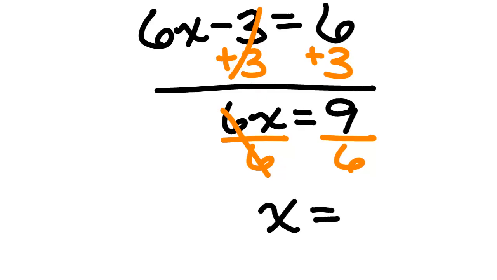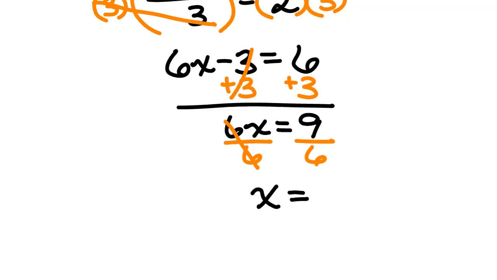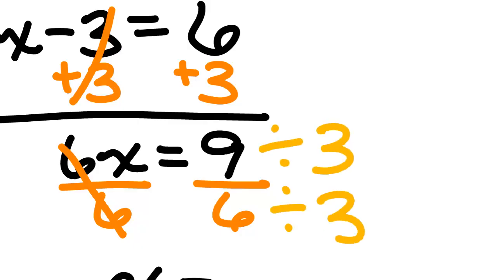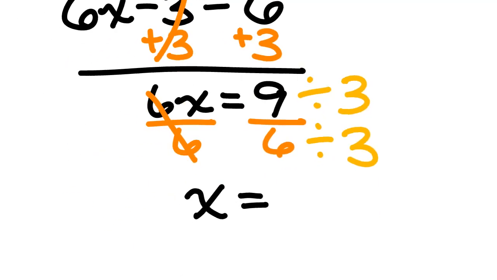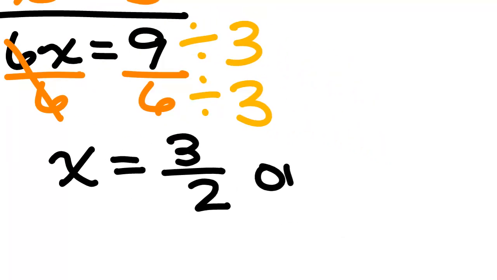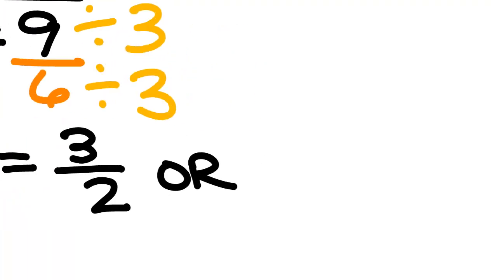That's a fraction that I can simplify, or I can divide it. Let's try to simplify it first. What goes into both 9 and 6? 3 goes into both, so I can divide them both by 3. What is 9 divided by 3? 3. 6 divided by 3? 2. So x equals 3 over 2. Or you could pop that into your calculator and use the decimal. 1.5.